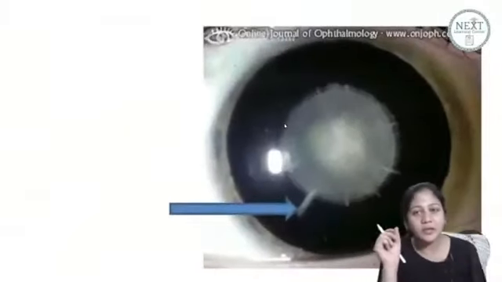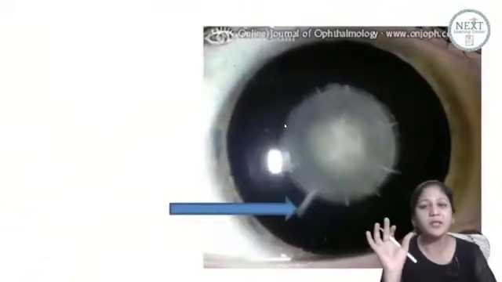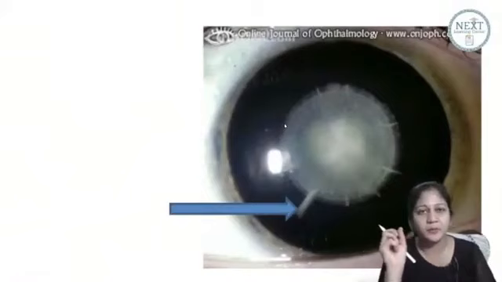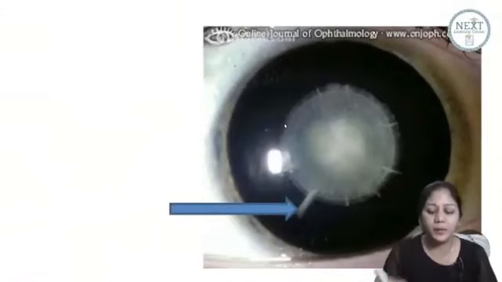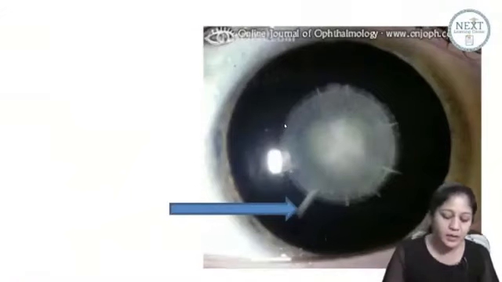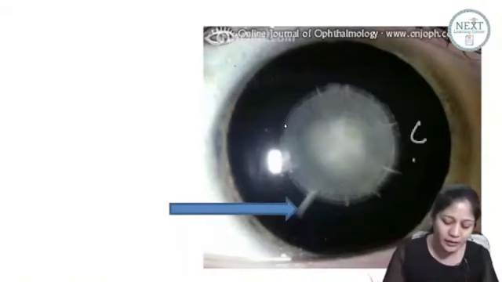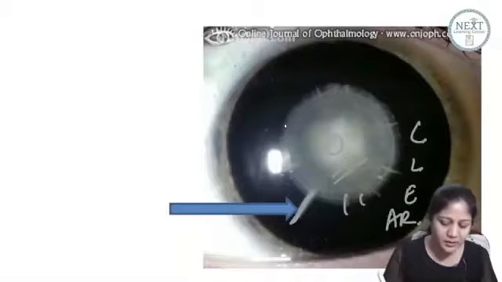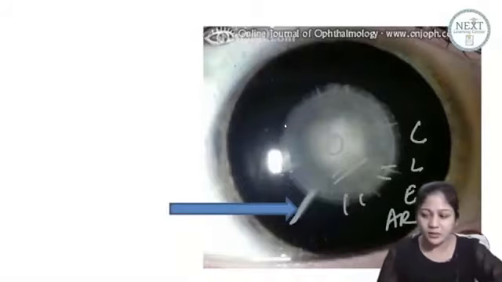Lamellar or zonular cataract means only that particular zone of the lens will be opacified, which is being affected at the time of development. Rest everything will be clear. Now you see this area, this is completely clear. This is all clear. This has the opacification, isn't it? Can you see this spoke of wheel appearance? Something coming out here. This is called a rider.